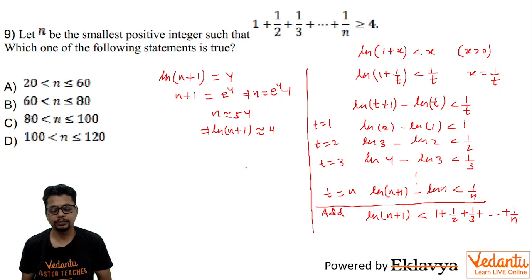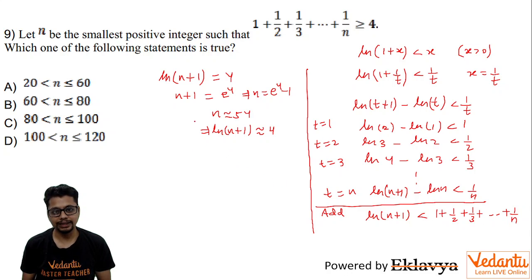So you take n to be roughly 53 or 54, ln(n plus 1) is roughly 4. And then you can say that 1 plus half plus 1 by 3 plus so and so forth plus 1 by n is always greater than ln(n plus 1), and ln(n plus 1), when you take n to be roughly 54 or 53, turns out to be 4. That means you can go till, let's say, n to be 54 or 53 or 55. In that range you would get the smallest value of n for which 1 plus half plus 1 by 3 plus so and so forth plus 1 by n would be greater than or equal to 4.